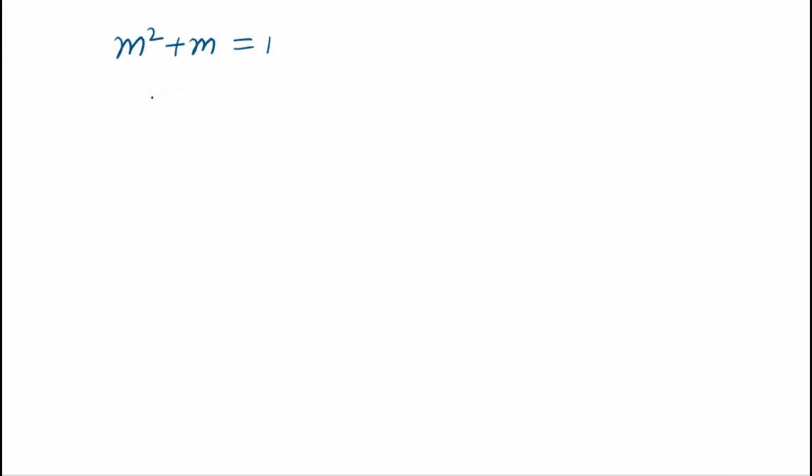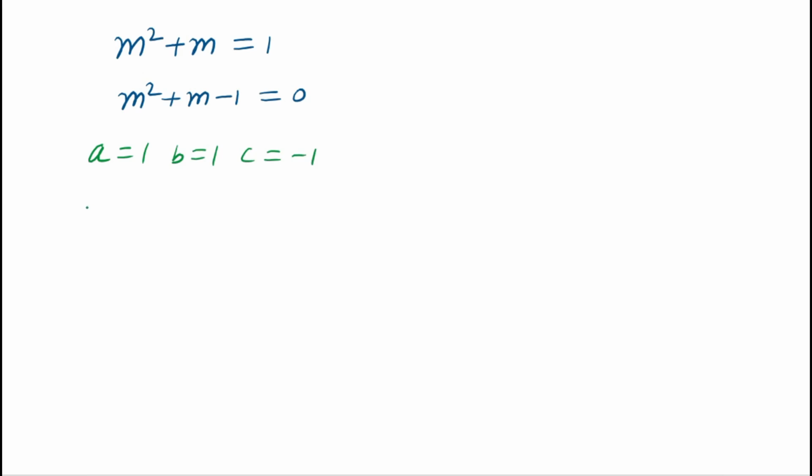If we take all the expressions on the same side, then m square plus m minus 1 is equal to 0. Here we have a quadratic equation and this quadratic equation is not factorizable. Here we will apply the quadratic formula. a is equal to 1, b is equal to 1 and c is equal to minus 1.